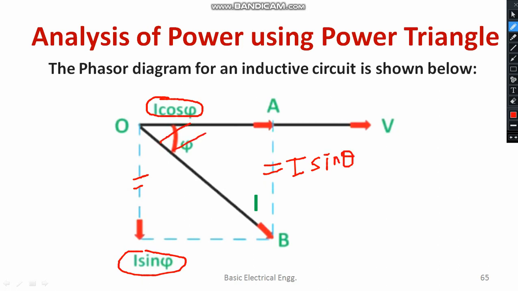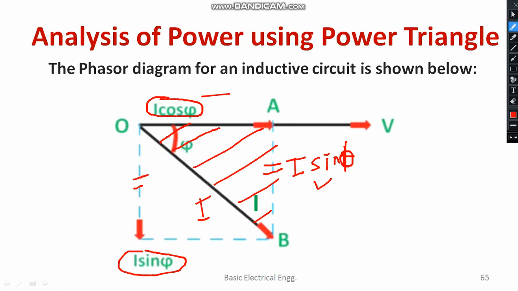Now please concentrate only on this triangle. Let me hash this triangle. This triangle you are supposed to concentrate on. This triangle is known as the current triangle. I hope you understood. What are the sides of the triangle? Hypotenuse will be I, right? Then one side will be I cos phi. The height will be I sin phi. This is phi only, not theta. Correct? This triangle you have to keep in your mind. This triangle is known as the current triangle.